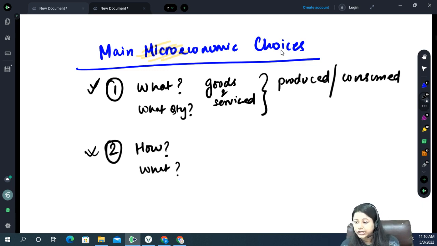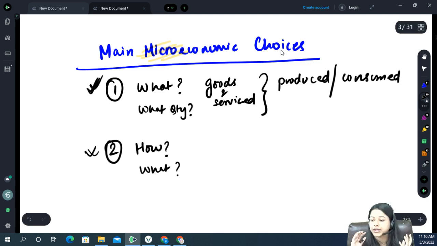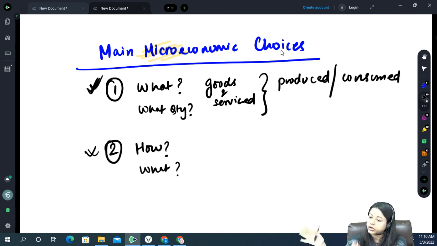Will I buy it online? Will I go in for the offline store and buy from there? Right, at a producer level, I have decided I want to be a textile manufacturer. I want to produce this particular cloth, and at what quantity.